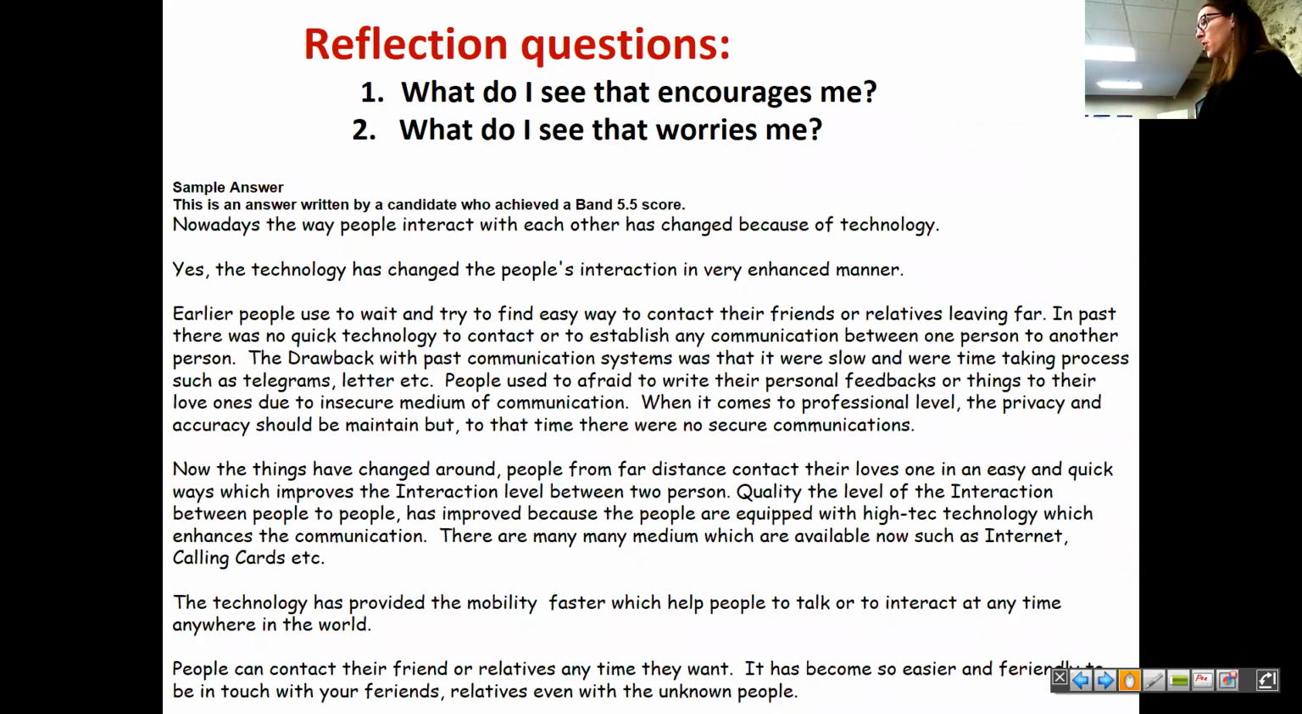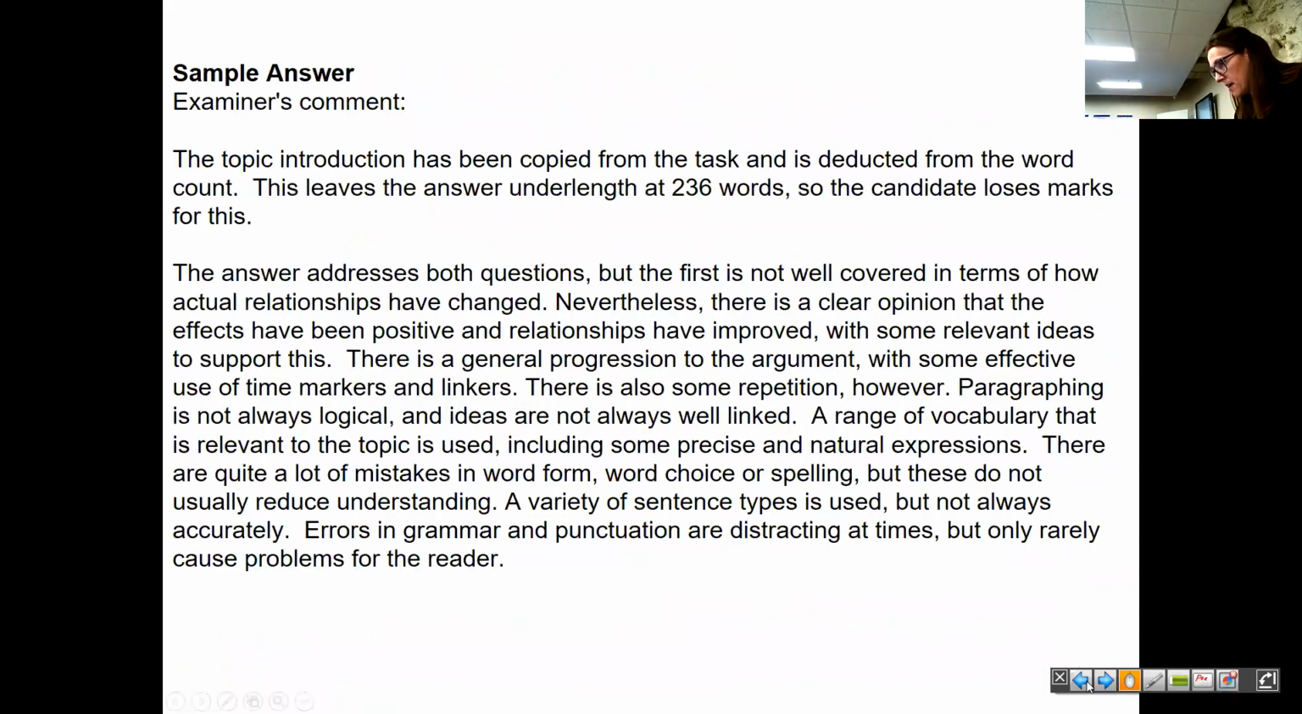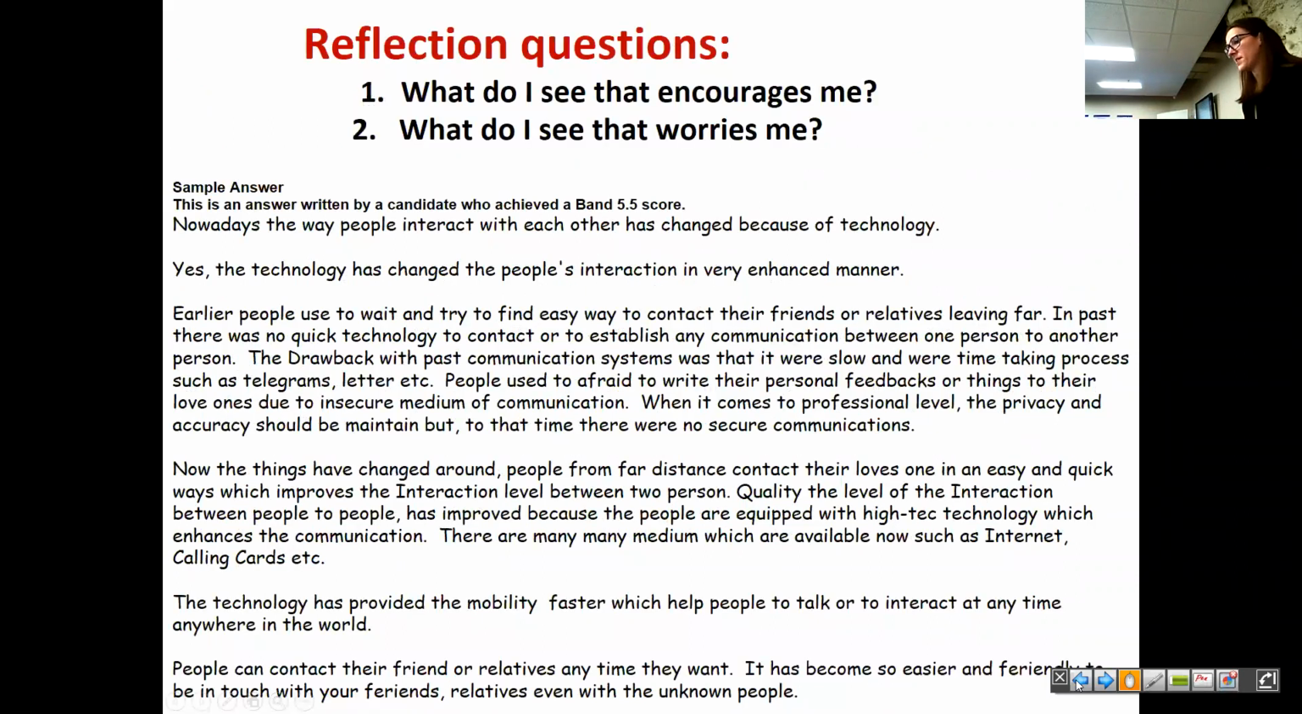What do I see that encourages me in this task for this bottom level of language proficiency we require? And what do I see that worries me at this level? Okay, and just to remind you, this is a response to the question that we read about technology. And if you would like, we also have on the next slide the examiner's comment on the task. Okay, so take some time.